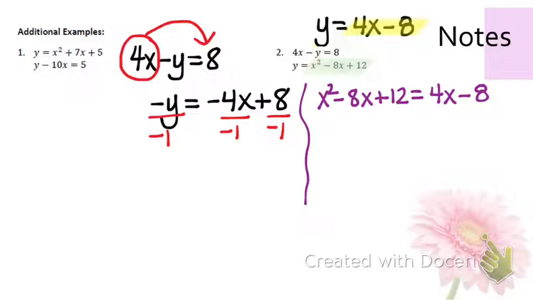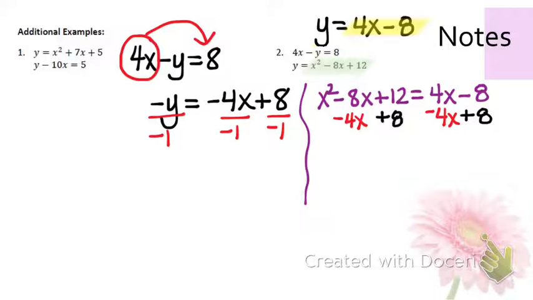Okay, so let's just get to the next step. What did you do next? What was your next step? Who subtracted the 4x from the negative 8x? Okay, that's a good step. I agree with that. And then what about the negative 8? We have to add that because that's positive. And we're going to add that to the 12.